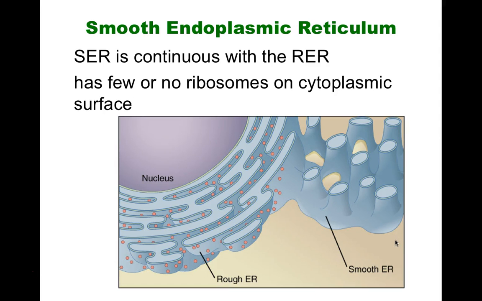And that's what's illustrated in this little cartoon drawing. For SER, the SER and the RER have a continuous arrangement. But again, the SER tends to be viewed as having no ribosomes on the surface, or maybe just a few. And the materials manufactured in the SER are different than the RER.